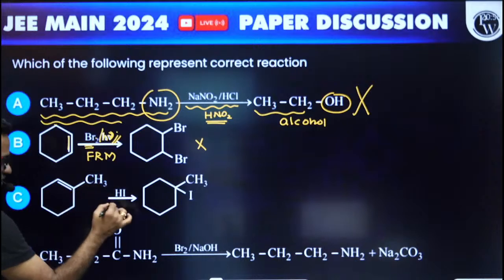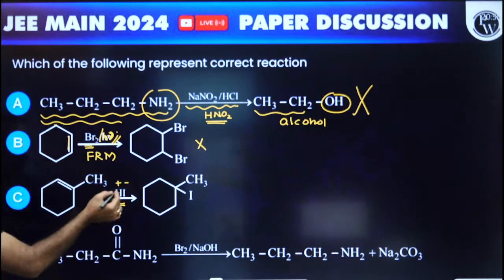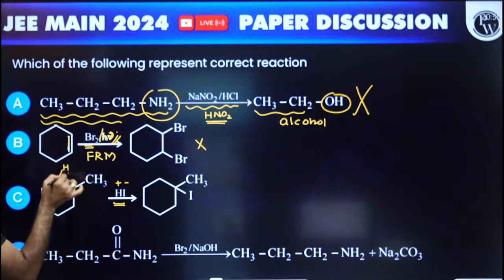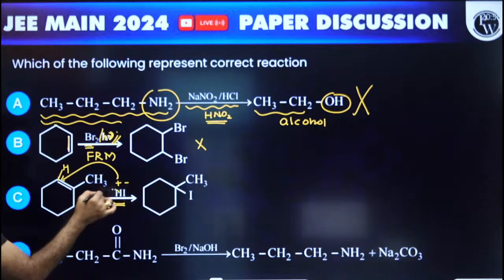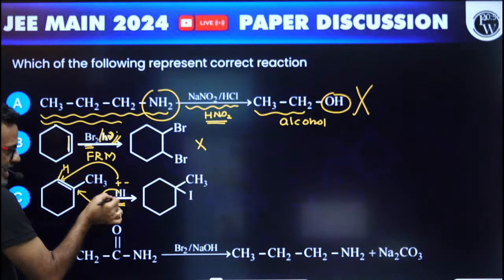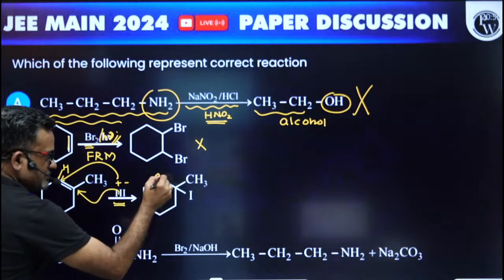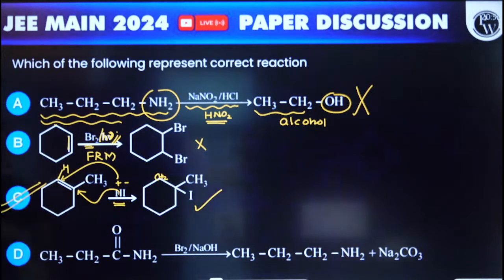Now here, CH3 with HI, H plus I minus. Markovnikov's rule. According to Markovnikov's rule, where will H plus go? I am having 1 H here, I am having no H here. So H will go to that particular carbon where there is hydrogen, and I minus would come here. So I would have I minus here, H here. So here, it will become CH2, right? So I is added here. So this is right. So your answer is C.